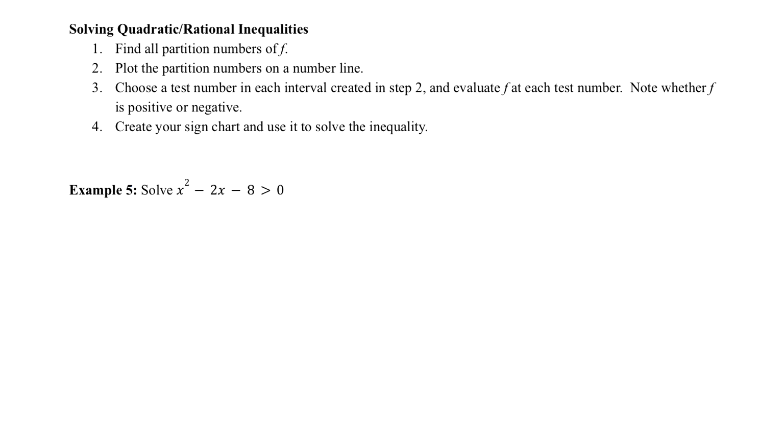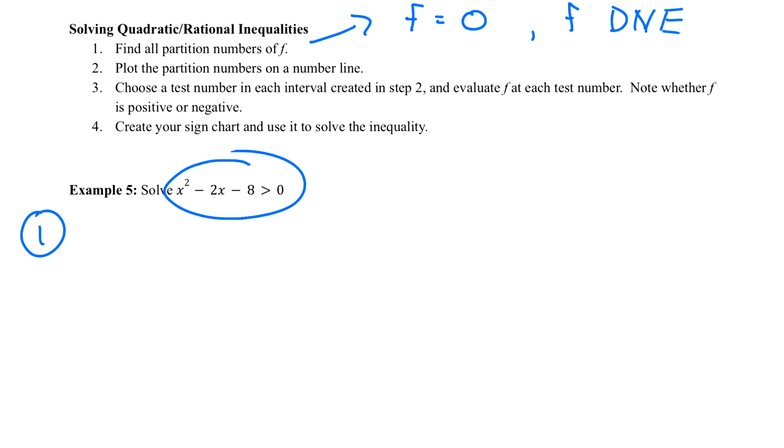is greater than 0. The first thing I want to do is find all partition numbers of f. Partition numbers are places where f is equal to 0, and places where your function does not exist. In this case, this is our f of x, x squared minus 2x minus 8, a polynomial, so it's continuous everywhere and we don't need to worry about the case where f does not exist. We just need to worry about the case where f is equal to 0.